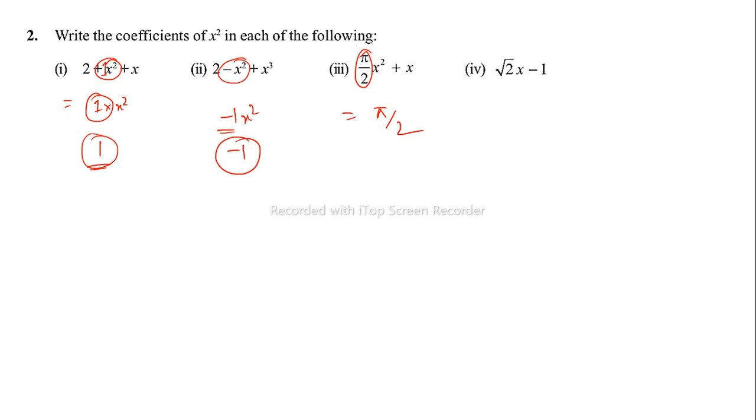The last one, root 2 x minus 1. Here the coefficient of x is root 2. But the question is, what is the coefficient of x squared? As we see that there is no x squared term, so we can write it as 0 x squared. Here the coefficient of x squared will be 0.